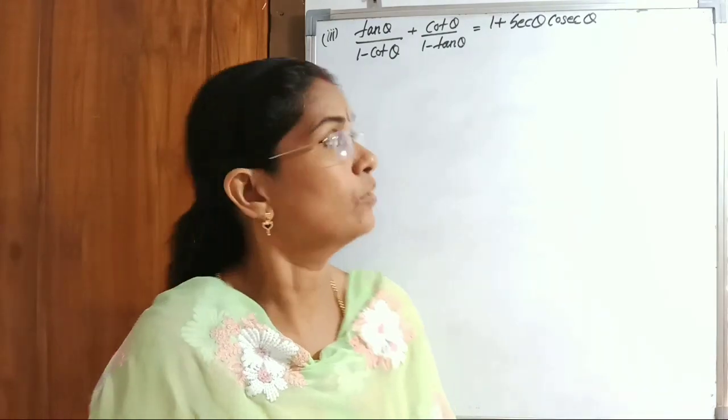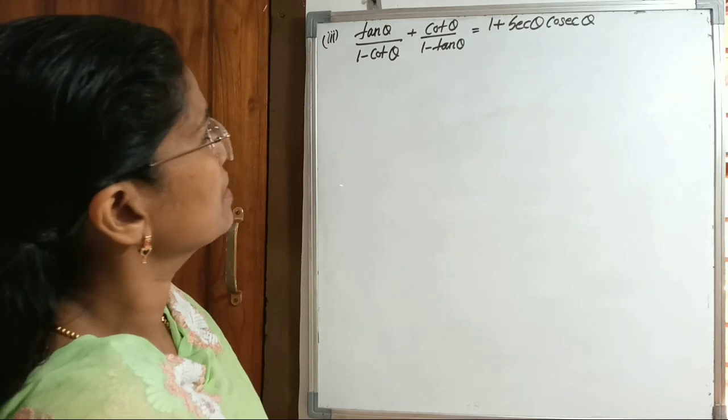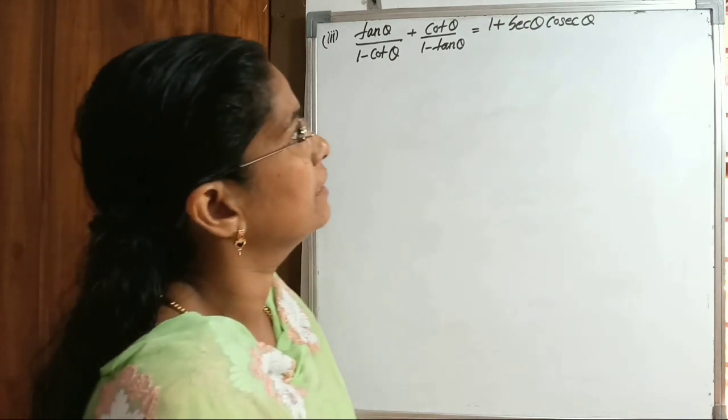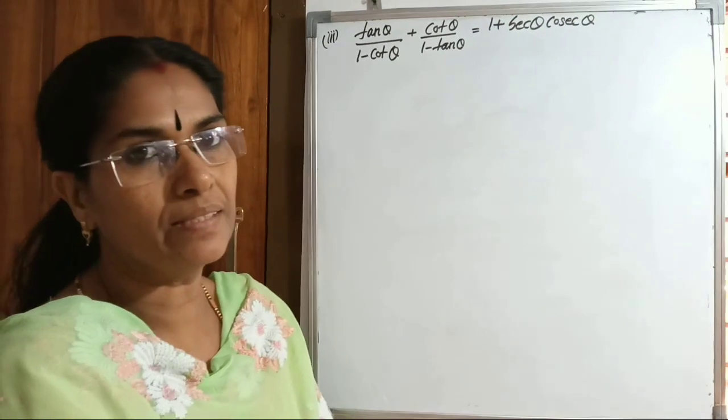Okay dears, our second question. Prove that tan theta divided by 1 minus cot theta plus cot theta divided by 1 minus tan theta is equal to 1 plus sec theta cosec theta. We have to prove left side is equal to right side.